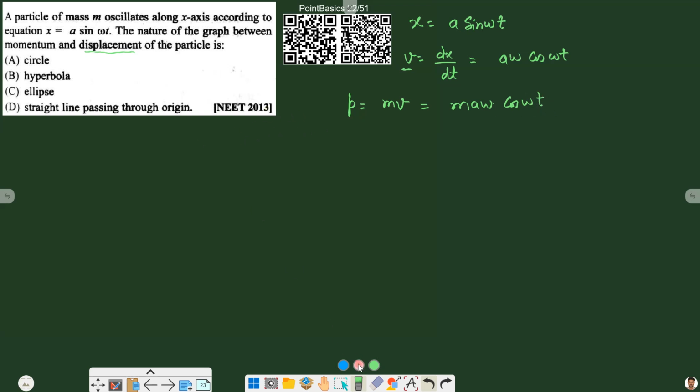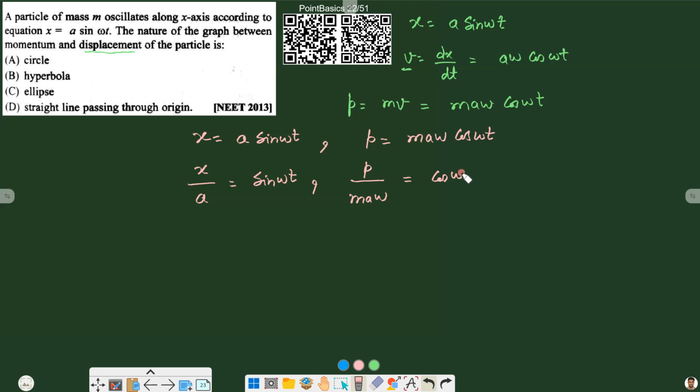So we have now two equations. First is x is equal to a sine omega t, and second is p is equal to m a omega cos omega t. And we have to find out, if we plot these two, what we will get: circle, hyperbola, or ellipse. So we have to form a relation between both of these equations, and that can be done if we adjust like this: x by a is equal to sine omega t, and p by m a omega is equal to cos omega t.